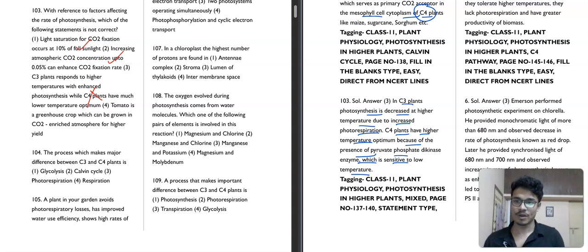And it is saying that tomato is a greenhouse crop which can be grown in CO2 enriched atmosphere for higher yield. Absolutely correct. The tomato is a greenhouse crop. You know that. So the correct answer is third option.